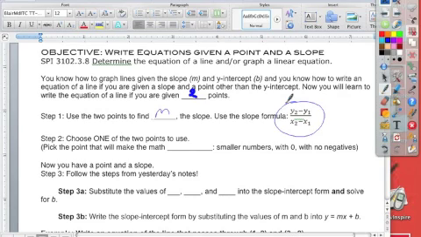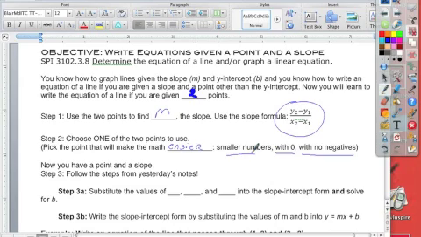All right, now we're going to choose one of the 2 points to use. We're going to pick the point that's going to make the math easier. So first thing that I do is I look for zeros. If I have a 0, that is one of the numbers I'm going to use because I know that 0 times anything is simply 0. The next thing I'm going to look for is negatives. If it has a negative in it, I'm not going to use it, simply because we don't want to create something that's easy for us to mess up. And then the third thing I'm going to do is look for smaller numbers.